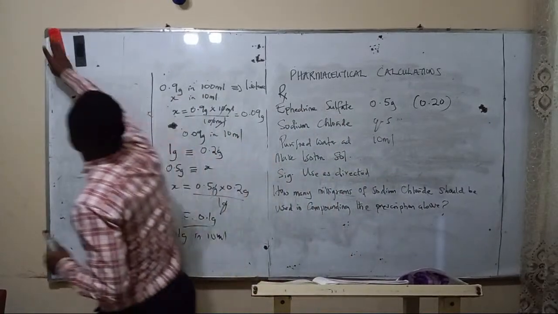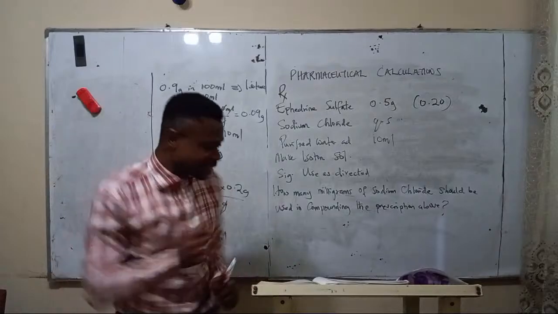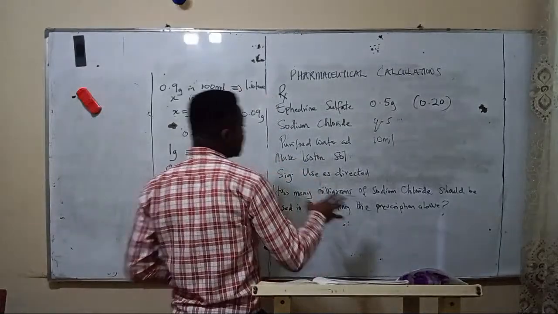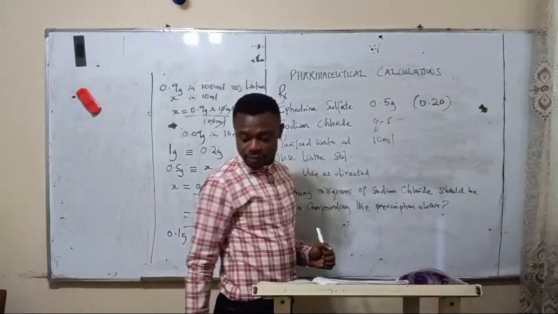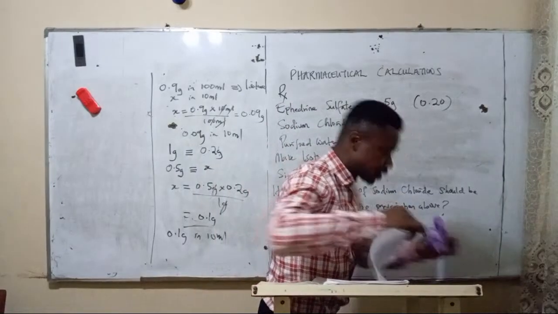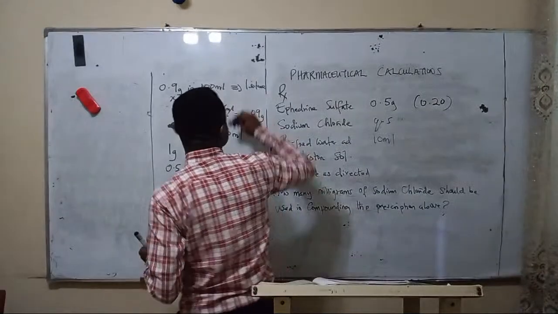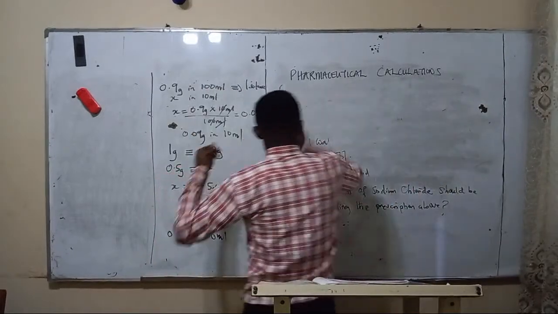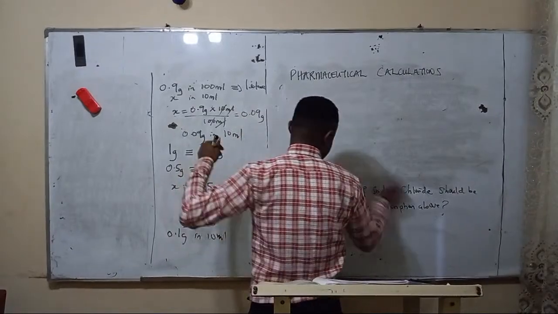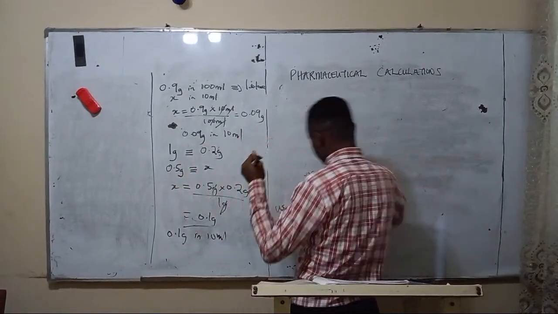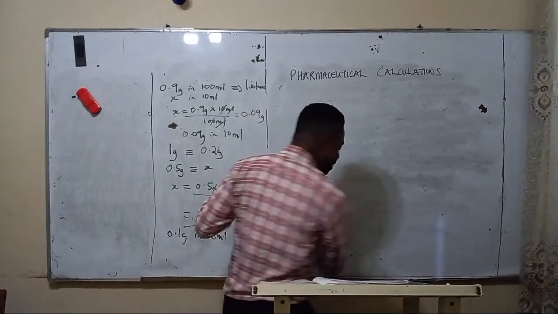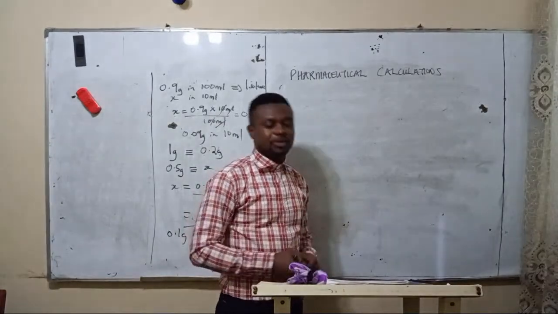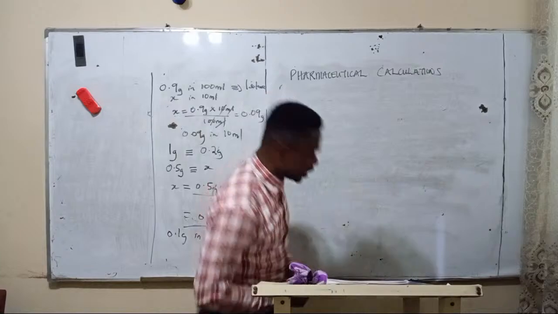Let's look at it. So I can clean the board now. With this, you understand what we are talking about. Okay, let me clean here. Let's do something else to buttress my points. Let's check whether 5% dextrose water is isotonic, hypertonic, or hypotonic.